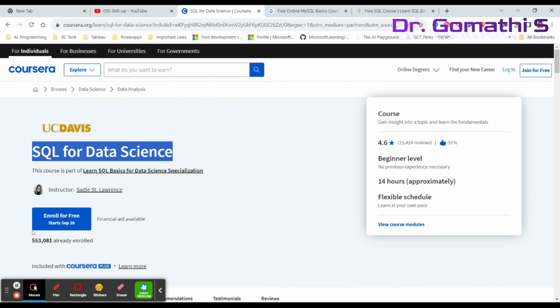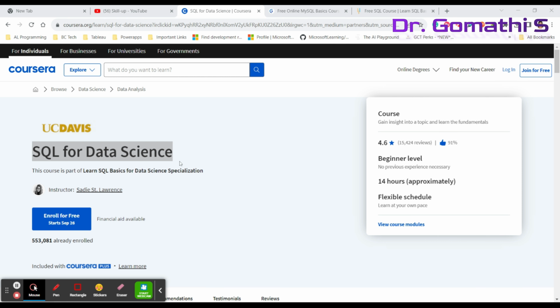Here you can see that you can enroll for free, but if you want to get the certification, you have to pay. But here you have an option called financial aid. You can apply for this financial aid and get this course for free, even the certificate for free. In order to obtain this, you have to apply for the financial aid.